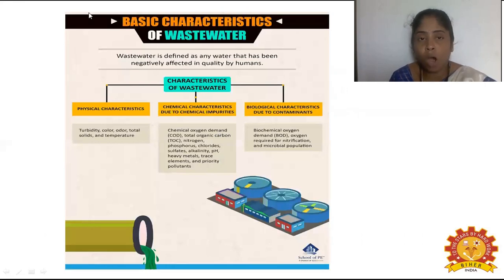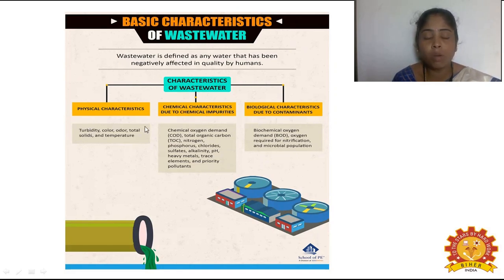So how can we characterize wastewater? As we all know, wastewater is water that has been negatively affected in quality by human beings, whether we use it for domestic purposes or produce it in industry. So how can we characterize it? The first classification is physical characteristics, then chemical characteristics, and the third is biological characteristics.